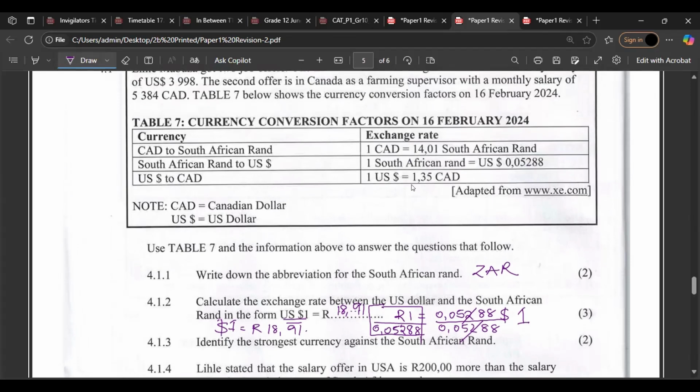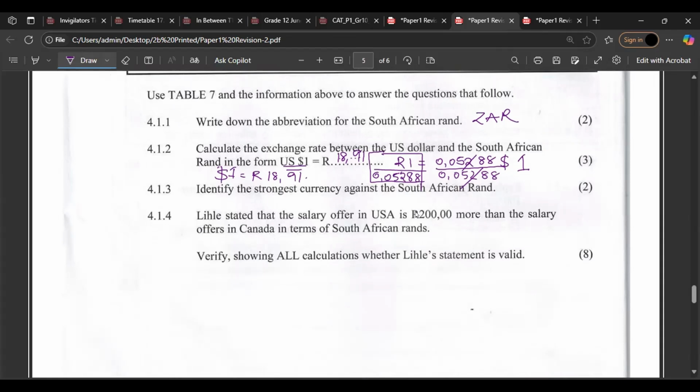Look here. For 1 Canadian dollar, you need 14 Rands. And we've just seen that if you only have 1 US dollar, you need 18 Rands. So which one is stronger? They have 18 and 14. Definitely it's the US dollar. So here the strongest currency will be the US dollar, according to this scenario.